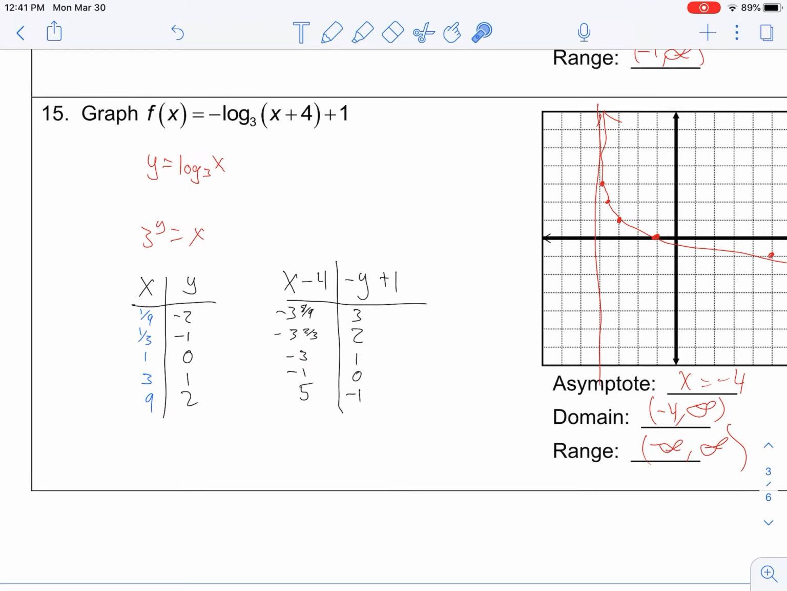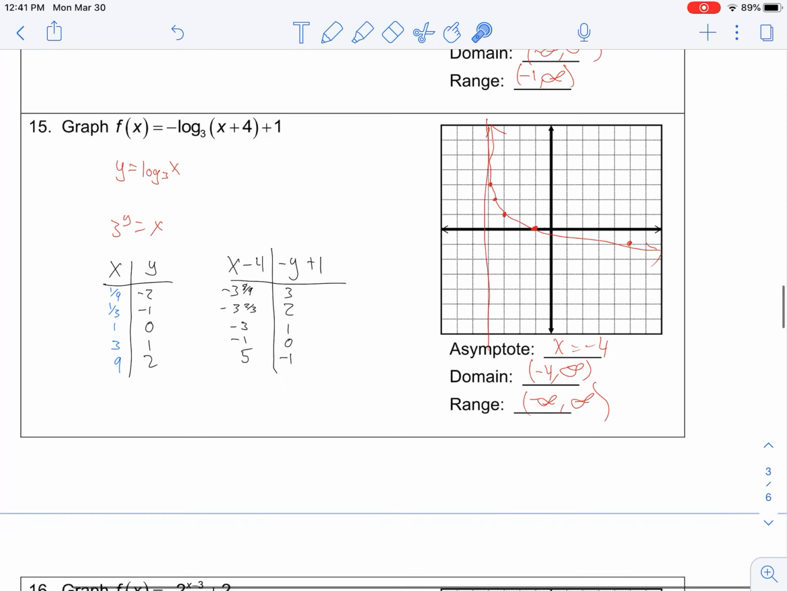So 9 minus 4, 5. 3 minus 4, negative 1. In the same way, we take this value and then input it here. So negative 2, the opposite of negative 2 is positive 2, plus 1, 3, so on and so forth. We'll plot those points.